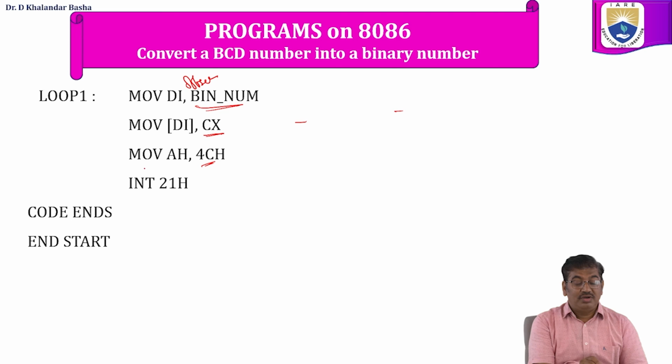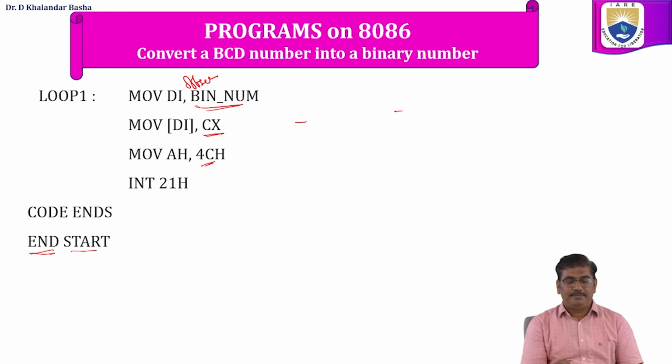For that, first we will load MOV AH, 4CH. Then we will generate INT 21h. Then we will end the code segment by using CODE ENDS. We will end the program by using the END directive. The start label for the program is start. So this is the program for converting the BCD number into a binary number.